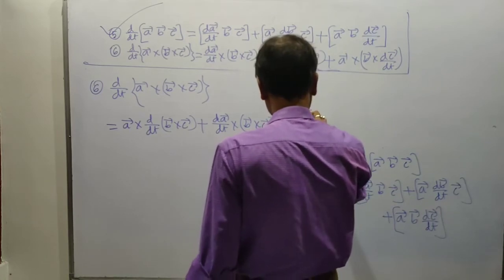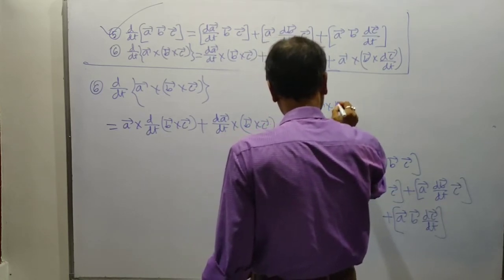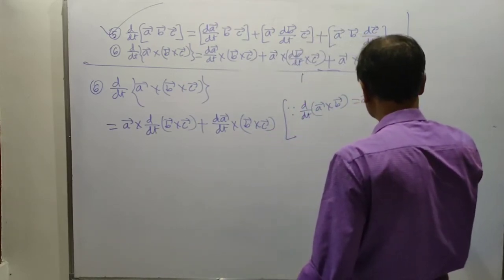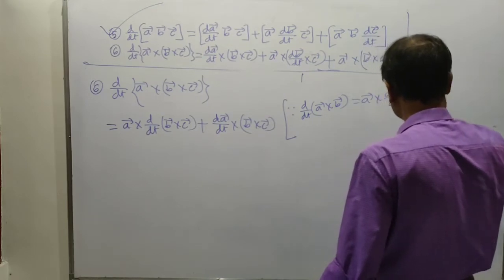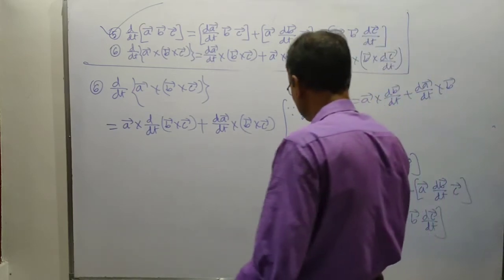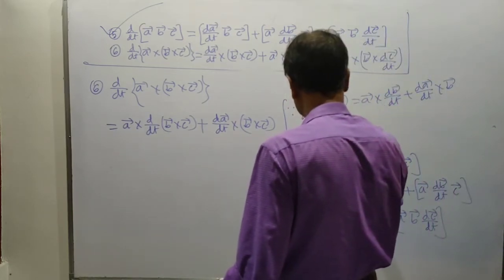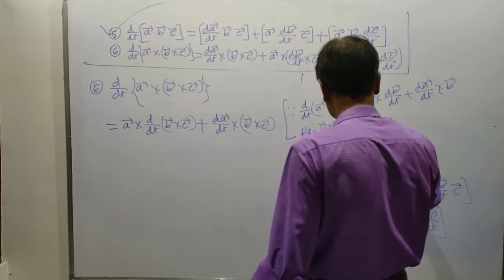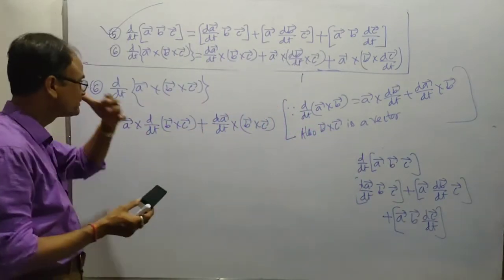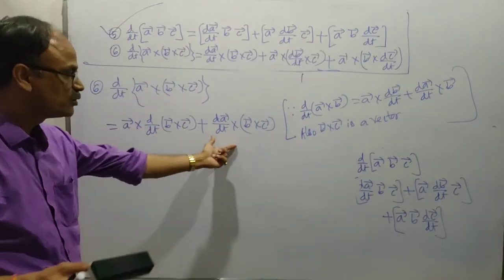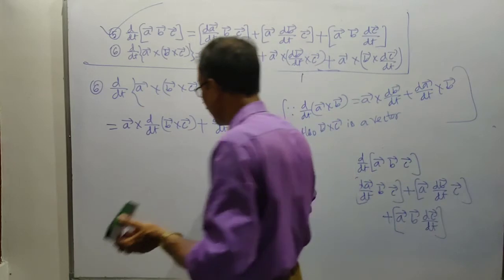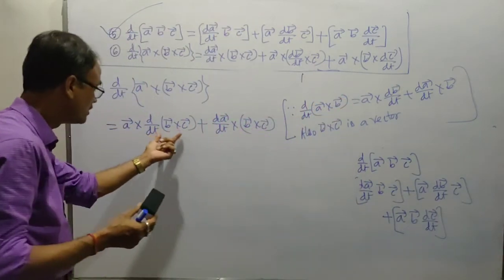Since we have proved a cross b equal to, in number 3, a cross db/dt plus da/dt cross b, we have applied this one. Also b cross c is a vector. That is why we can apply this. a cross this, that is why we can apply this one. Right?